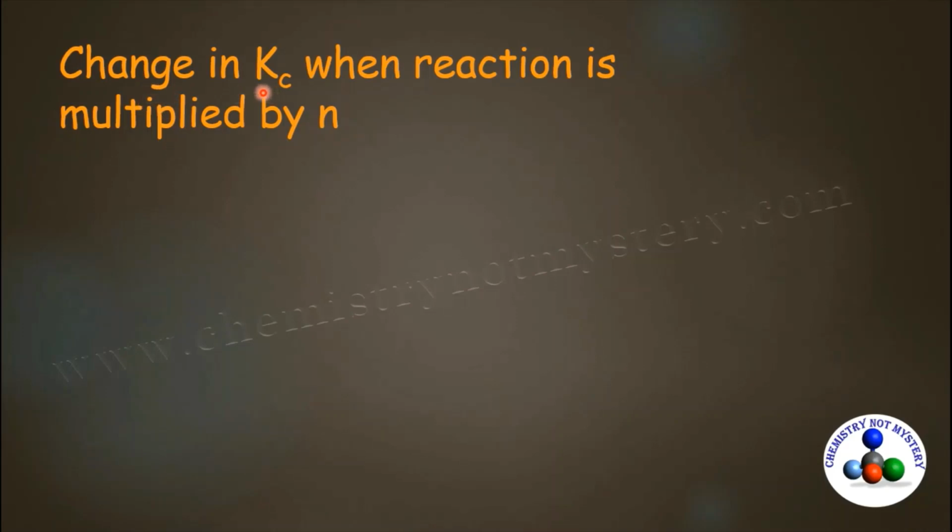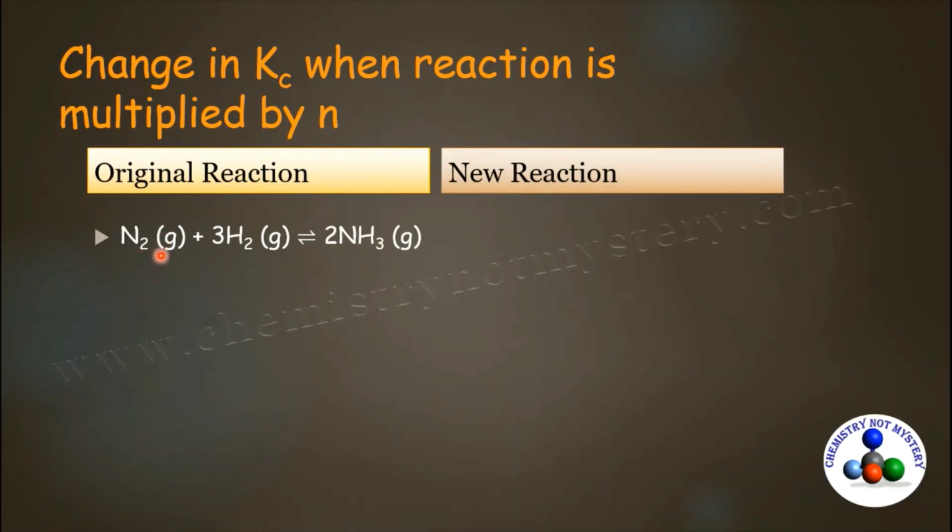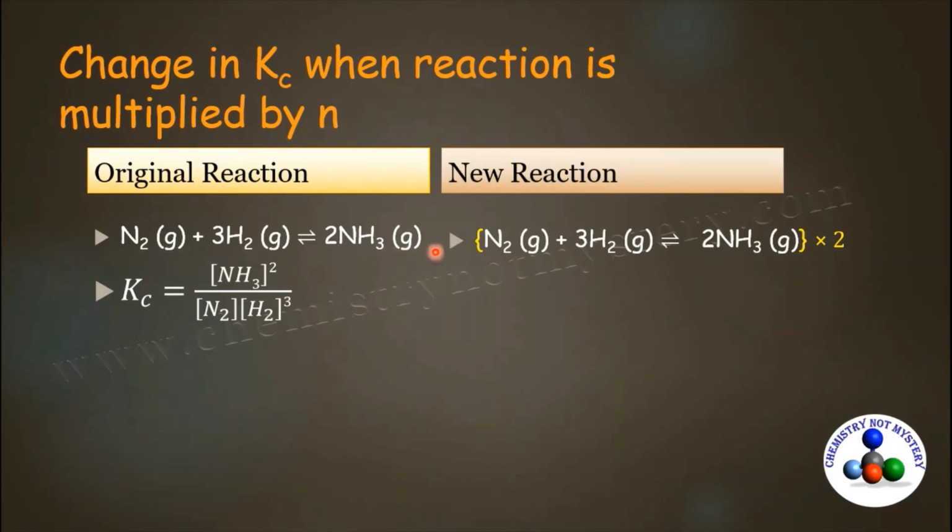Now let's see how Kc changes when the reaction is multiplied by some factor n. Here the reaction is nitrogen reacts with 3 moles of hydrogen and they are in equilibrium with 2 moles of ammonia. So when you write Kc, you will get concentration of ammonia raised to the power 2 as there are 2 moles of ammonia divided by concentration of nitrogen multiplied by concentration of hydrogen raised to the power 3, as there are 3 moles of hydrogen. For example, when we multiply this equation by 2, so you will get 2N2 plus 6H2 in equilibrium with 4NH3.